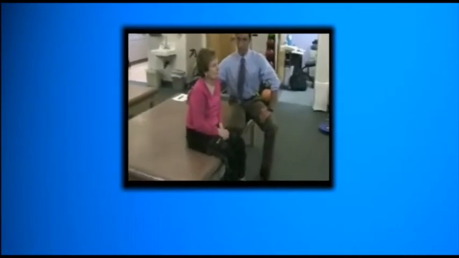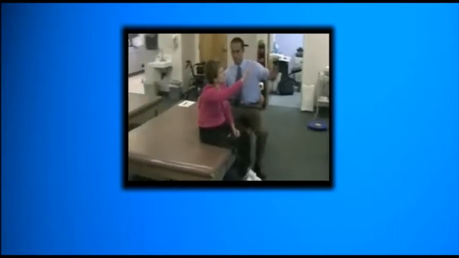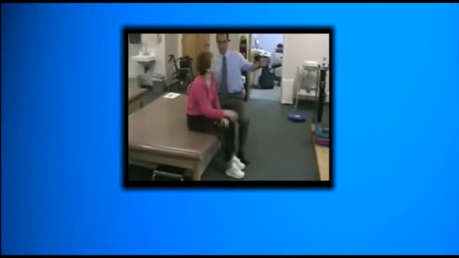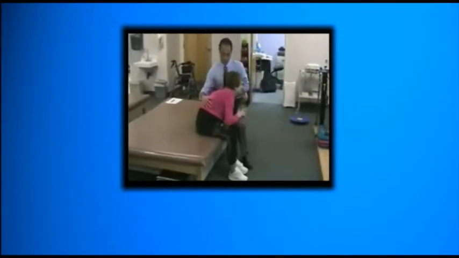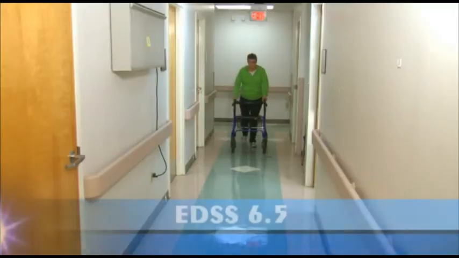The problem for Jean with balance comes more into dynamic sitting. So when the therapist is starting to challenge her to reach left and right across midline, we see that the problem is trunk instability or weakness.